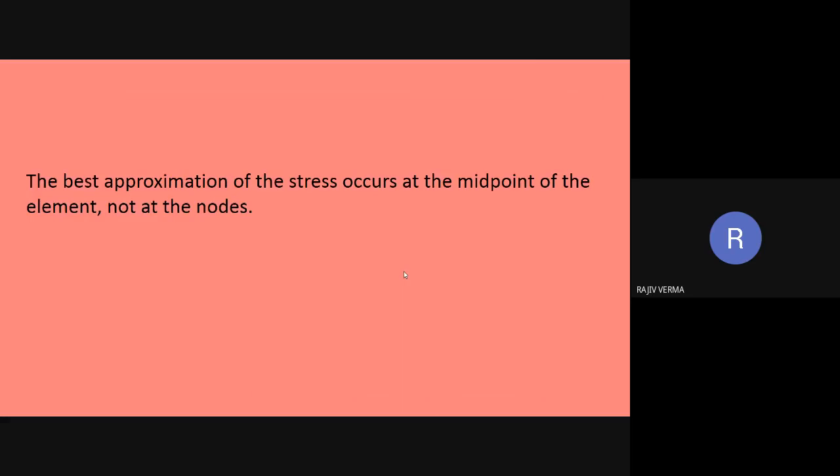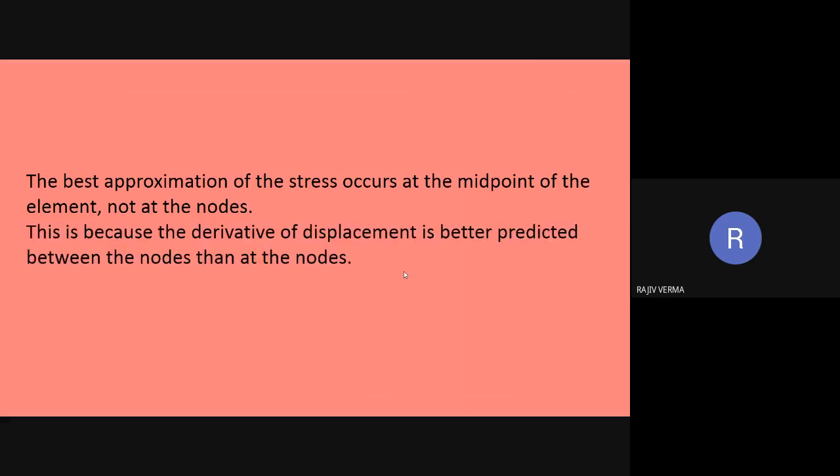The best approximation of stress occurs at the midpoint of the element and not at the nodes. For the case of displacement, the best solution occurs at the nodes. But for the case of stress, which happens to depend upon the derivative of the displacement, the best solution occurs at the middle of the element and not at the nodes. This is because the derivative of displacement is better predicted between the nodes than at the nodes themselves.